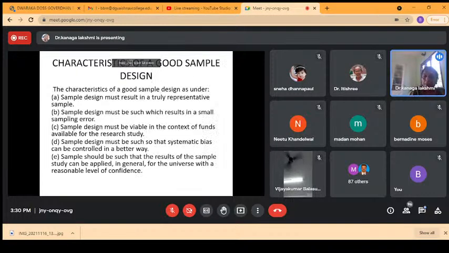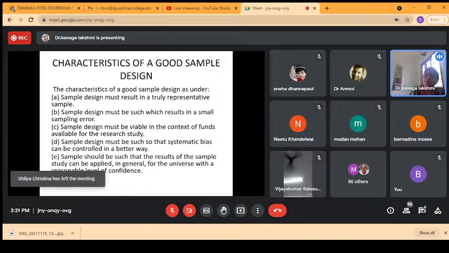Are you able to follow me? Yes, ma'am. Okay. Next, characteristics of a good sample design. The first one is that the sample design must result in a truly representative sample, and it must result in a small sampling error. Then you accept you have taken the right sample. If the error is very large, it deviates from the population, and you cannot say it is a representative of the population, isn't it?